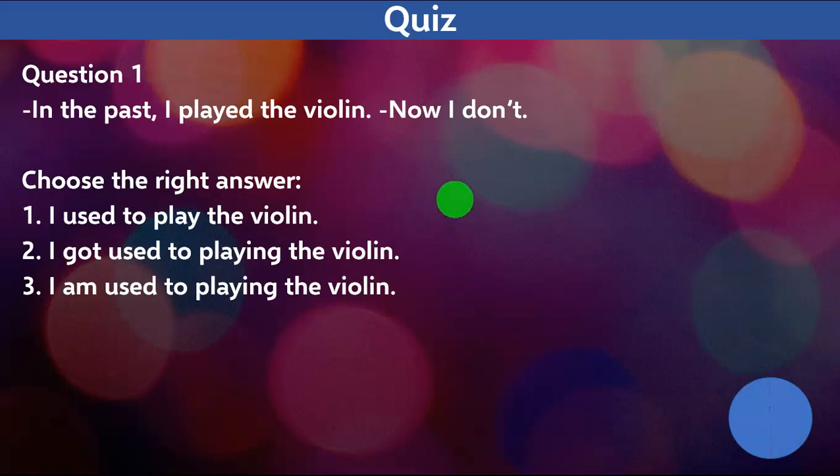All right, what do you think is the answer? The answer is number 1, I used to play the violin. Right? In the past, I played the violin. Now I don't. So I used to play the violin.